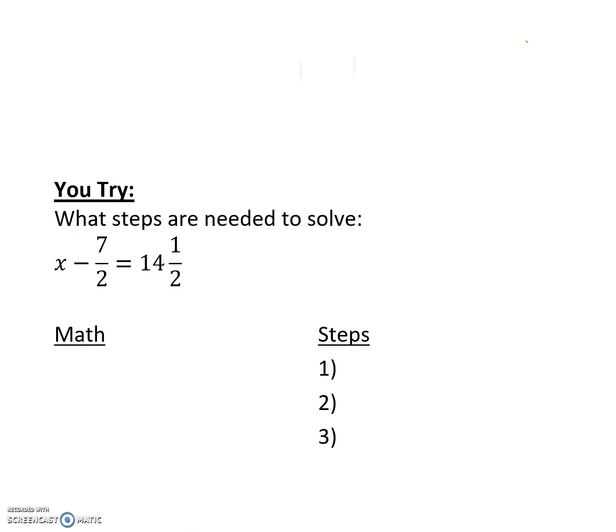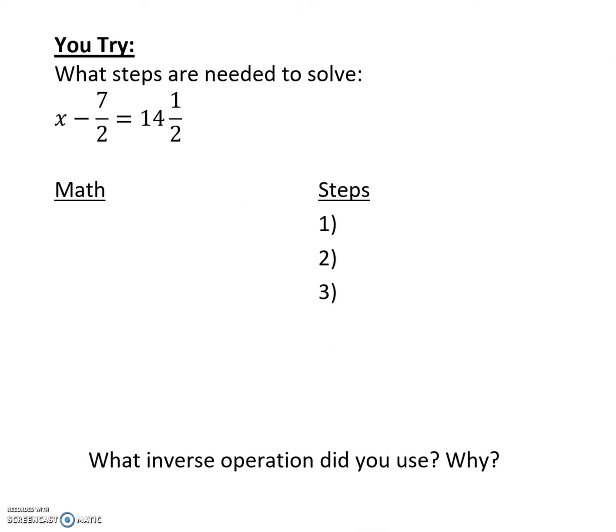So now what I want you to do is I want you to look at this problem and I want you to try and get this variable all by itself, right? We've got this x right here. Try and get this x all by itself. The goal is to have just x and then on the other side the solution. So I want you to try and write your math on this side. And then what steps did you take on this side? And then tell me the inverse operation you took and why. Go ahead and pause your video here and go ahead and try that for me, okay?